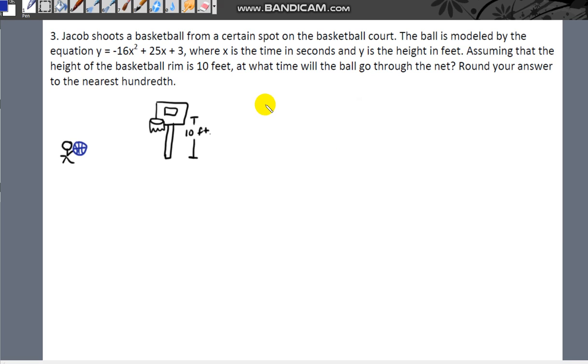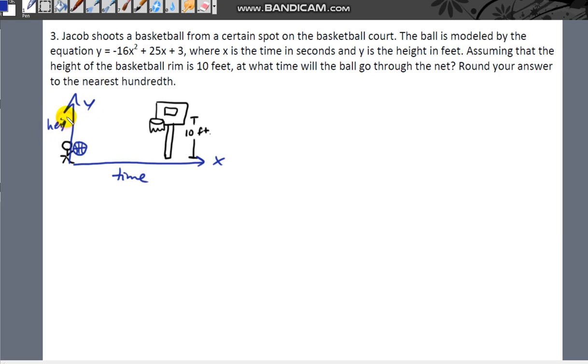So let's say we have Jacob. Jacob shoots a basketball from a certain spot on the basketball court. The ball is modeled by this equation here. So x is going to be time in seconds, and y is our height in feet. Let's go ahead and draw that here. So x represents time here, and y is going to represent height.